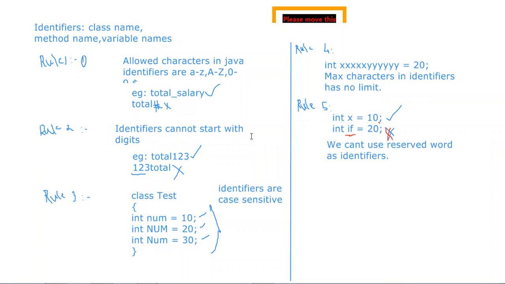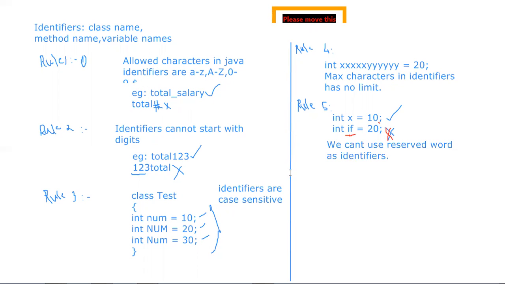So these are my rules for identifiers. Identifiers are nothing but names given to a class, method, or variables. The rules are as follows: the allowed characters in Java identifiers are A to Z, capital A to Z, 0 to 9, dollar, and underscore. So rule number 1 says that. I gave an example for each and every rule.